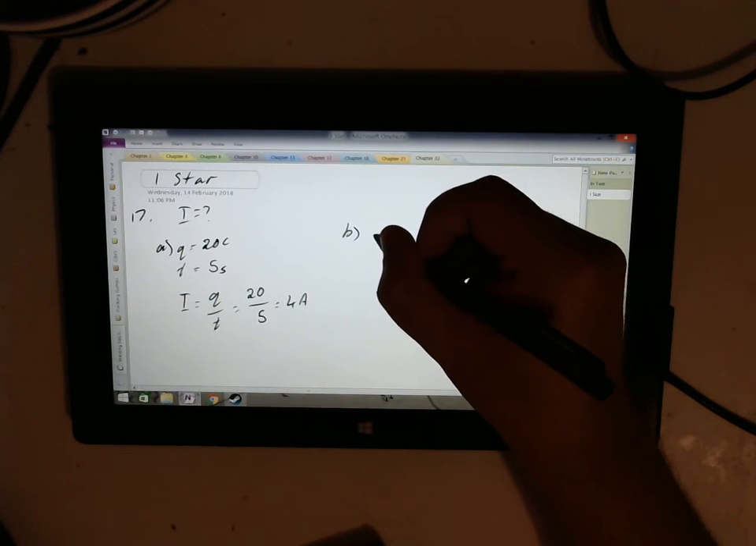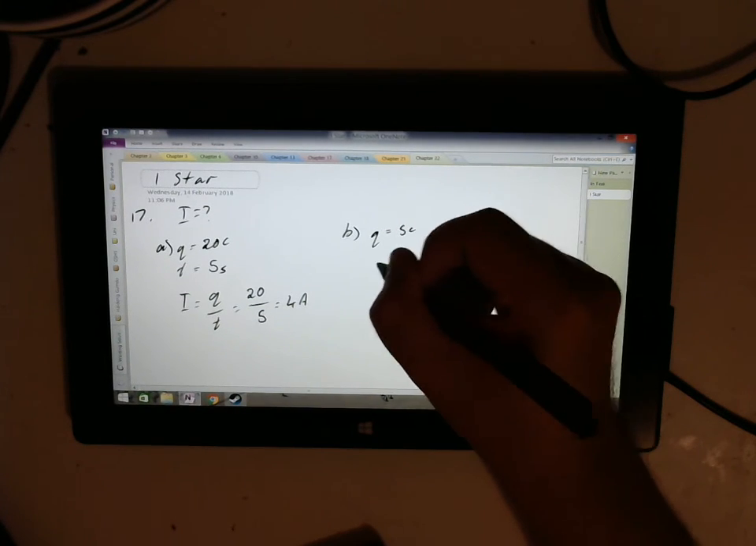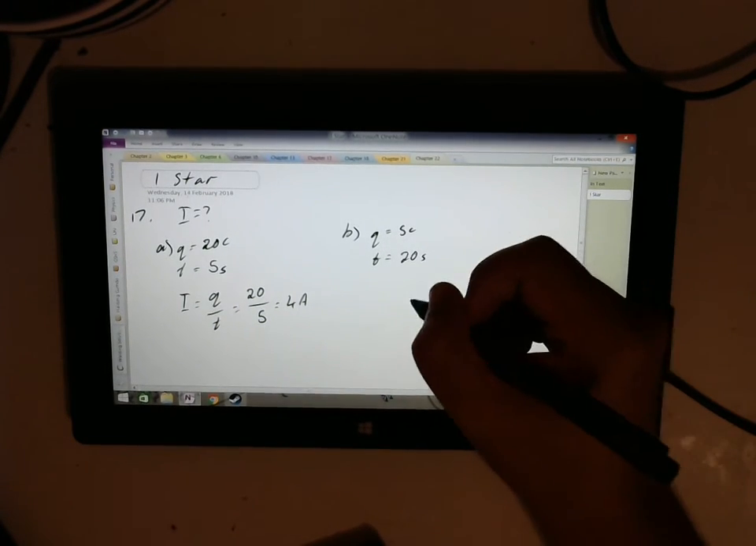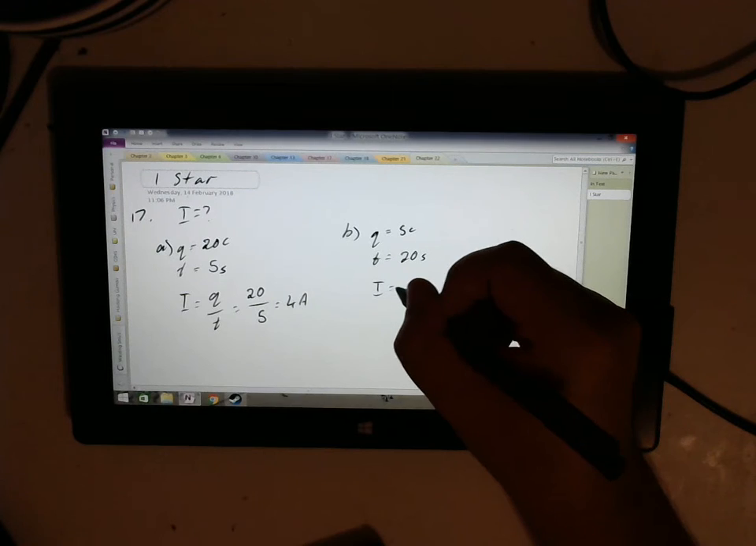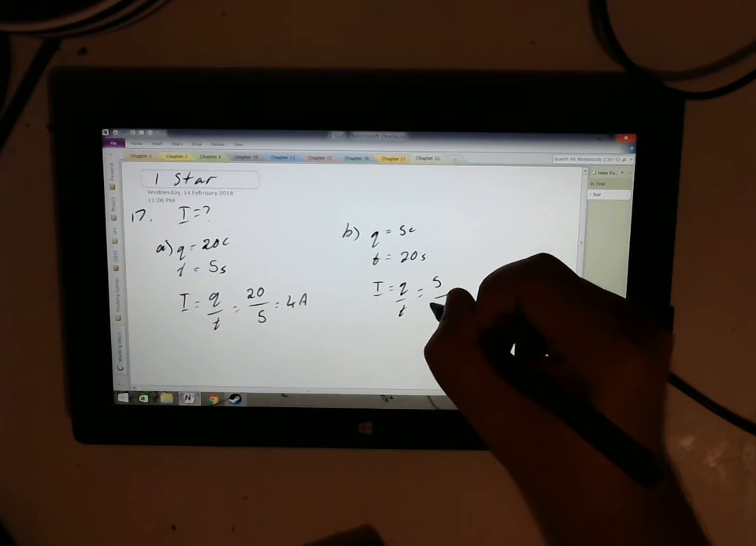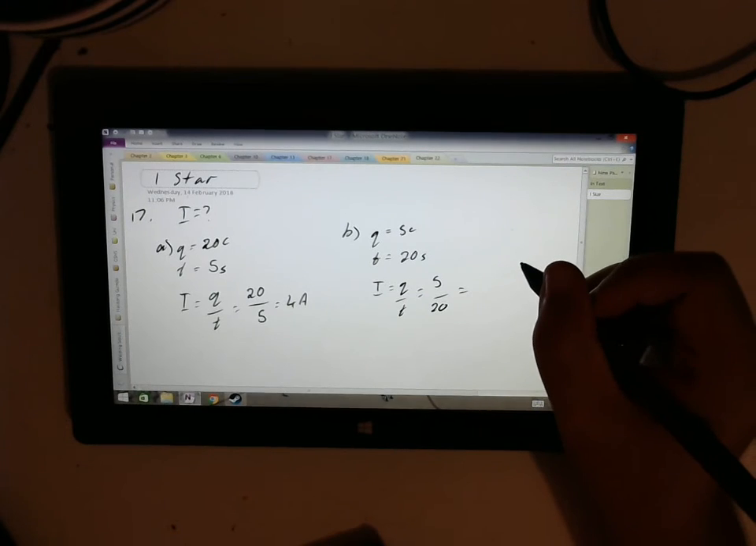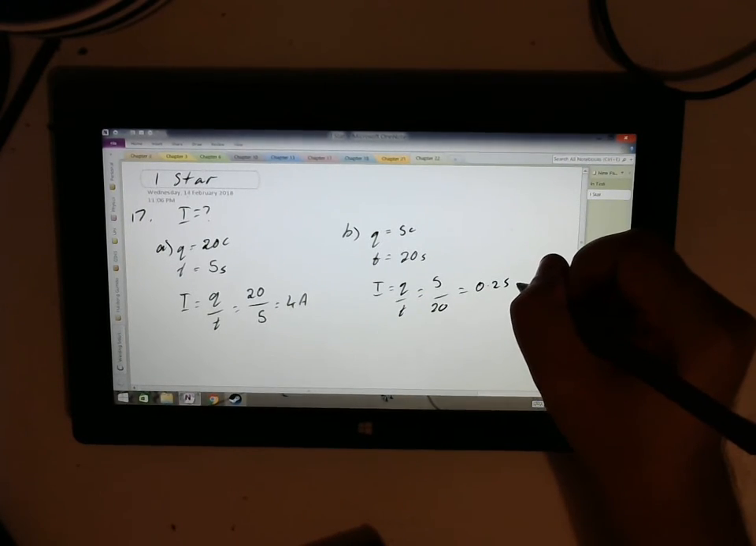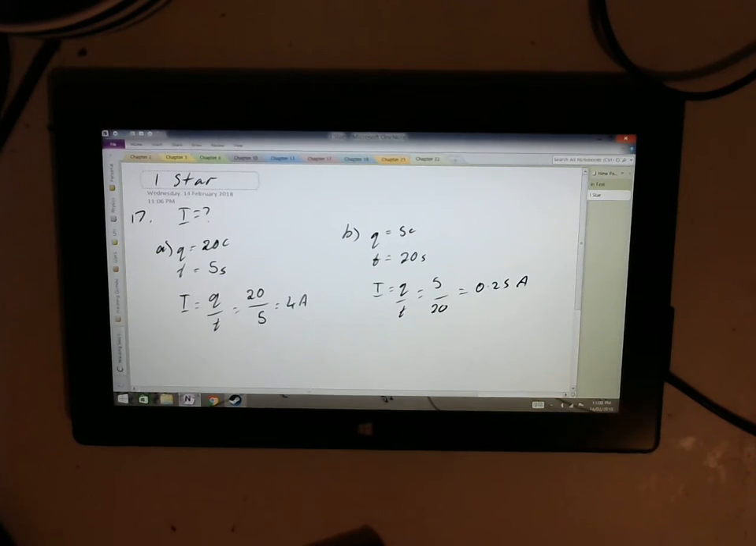Now we've got Q equals 5 coulombs, time equals 20 seconds. Again, I equals Q over T equals 5 divided by 20, and that would equal 0.25 amperes. Alright, let's have a look at C now.